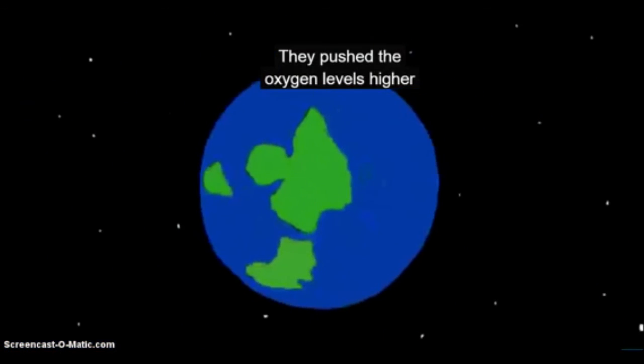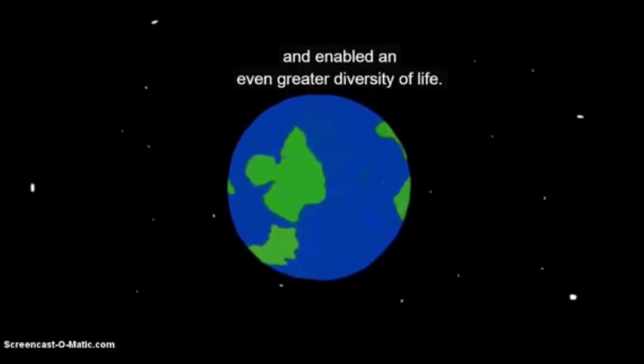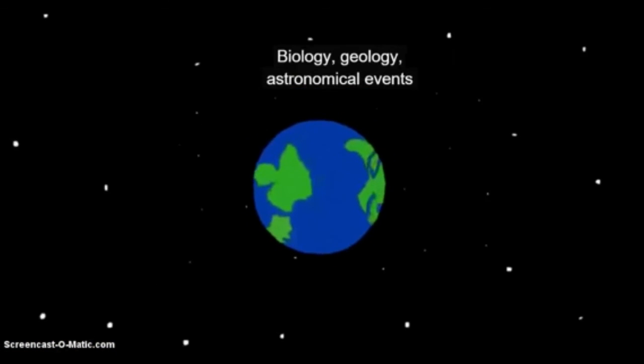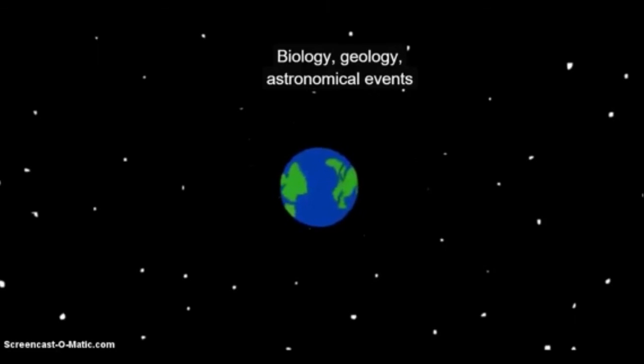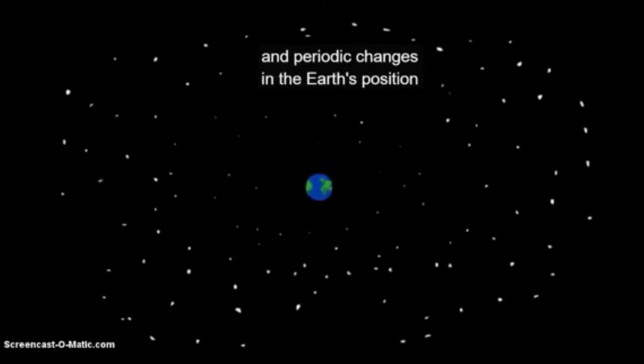Biology, geology, astronomical events, and periodic variations in the Earth's position and orbit influenced the climate, but overall the atmosphere remained stable enough for life to persist.